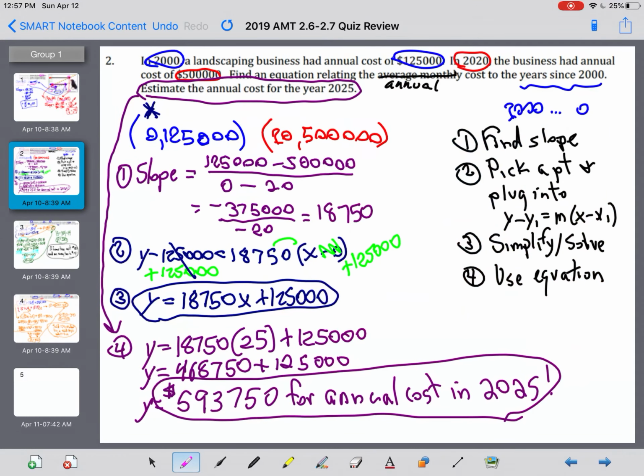Problem number 2 is dealing with a landscaping business. Since we're looking for the year since the year 2000, the year 2000 is actually the 0. So that's why, even though this says 2000, I use 0 here. And the annual cost was 125,000. And then in 2020, that gave me the year 20. So that was the foundation for these ordered pairs.